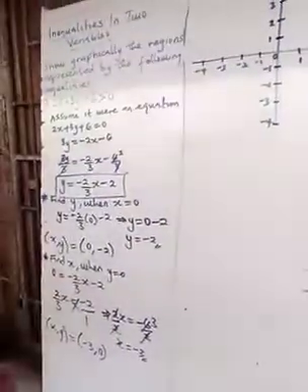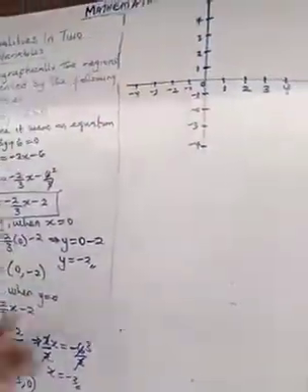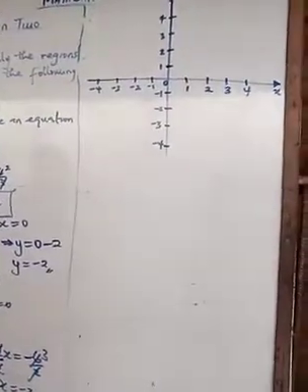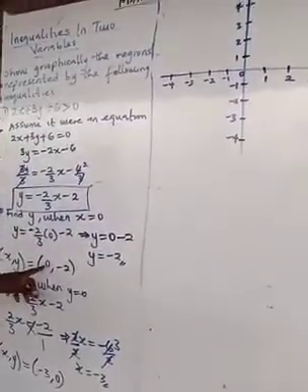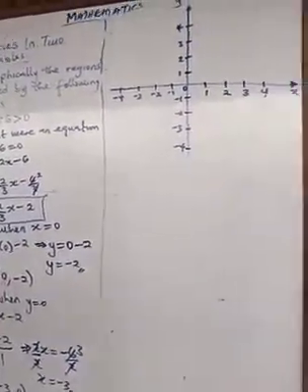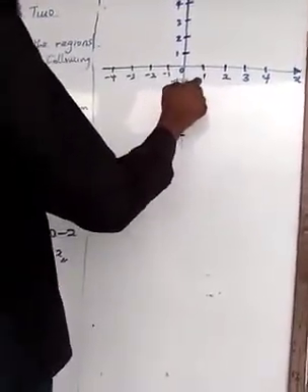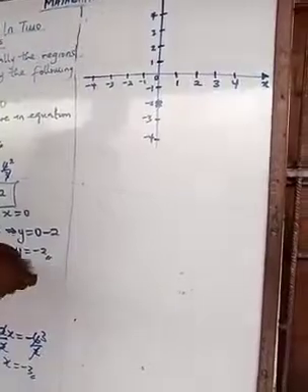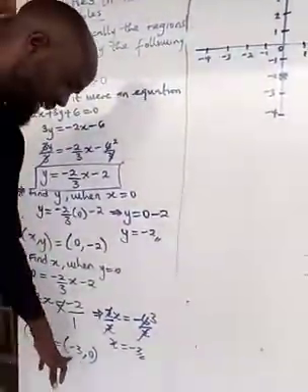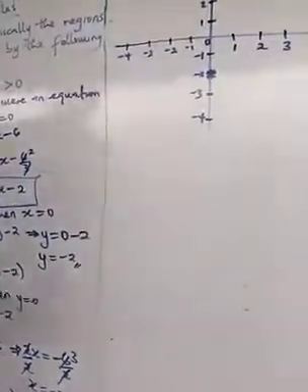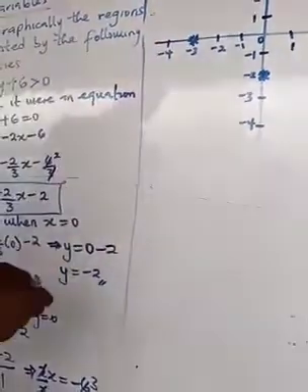Now what I did, I sized the values and noticed that none is more than what I'm going to have. If I had a bigger value, I would have used a different scale. Now let's look for this point. When x is 0, y is -2. So this is a point. And when x is -3, y is 0.